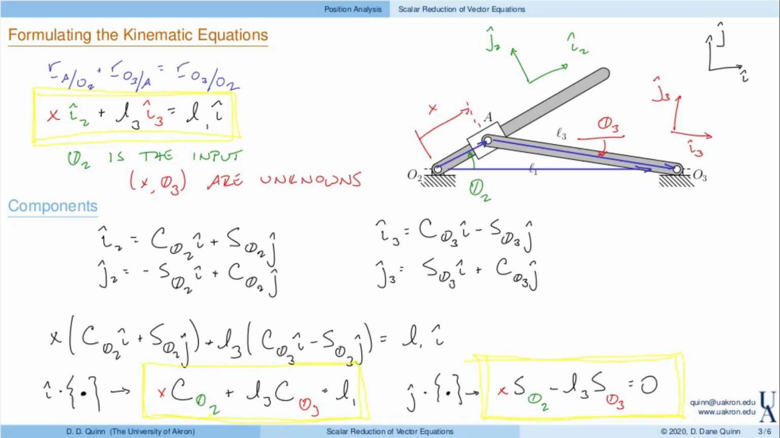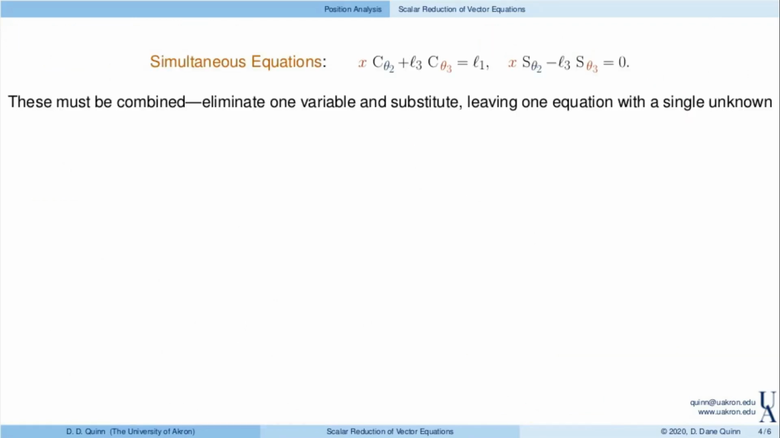So again, we have two equations and two unknowns, x and theta 3, and they both appear in both equations. So this is an example of simultaneous equations. Okay, we just have to solve those. Here they are again, rewritten nicely.